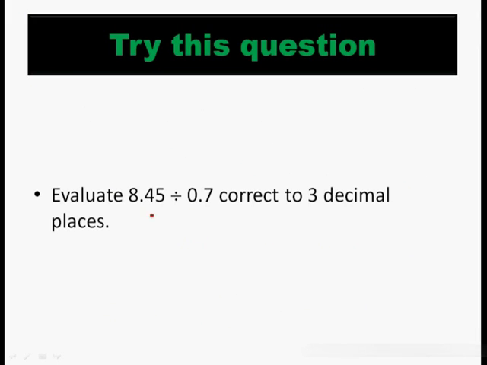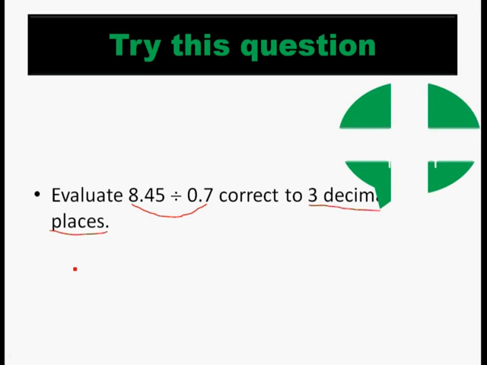Now, I'll first try this question. Evaluate 8.45 divided by 0.7 correct to 3 decimal places. So what's the first thing you're going to do? Let me give you a hint. Work this out first, and then the answer that you get, you must write it to what? Correct to 3 decimal places. Listen carefully. Work this out first. Then the answer that you get from working this out, that's the number that you're going to write correct to 3 decimal places.